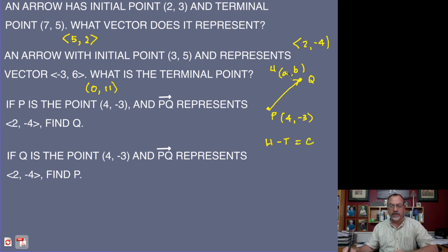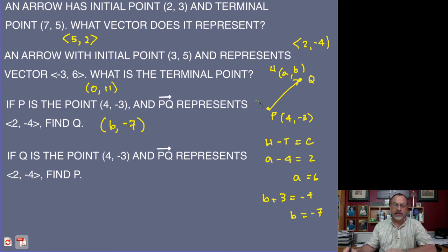I'm going to substitute in. The head is what I'm missing, minus the tail of 4, gives me the A component of 2. Adding 4 to both sides, I get an A of 6. So the coordinate of Q is 6. Then I do the same thing with the B component. The head component is unknown, B minus negative 3, giving me negative 4. Subtracting 3 from both sides, I get a B component of negative 7. So the coordinate of this point should be 6, negative 7. So this arrow would actually be pointing the other way, but this is just a diagram to help me figure that out.